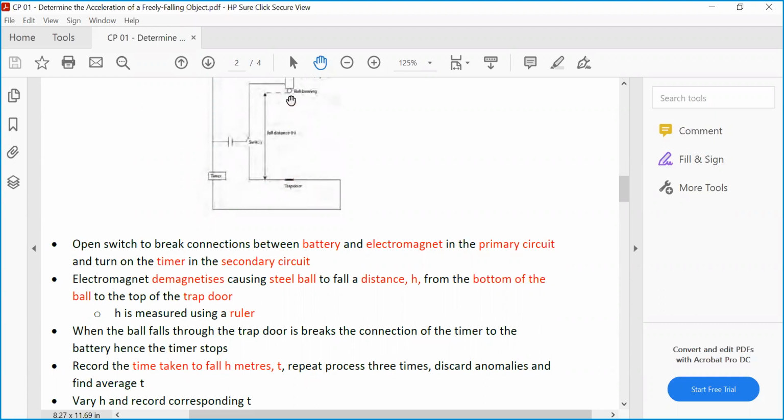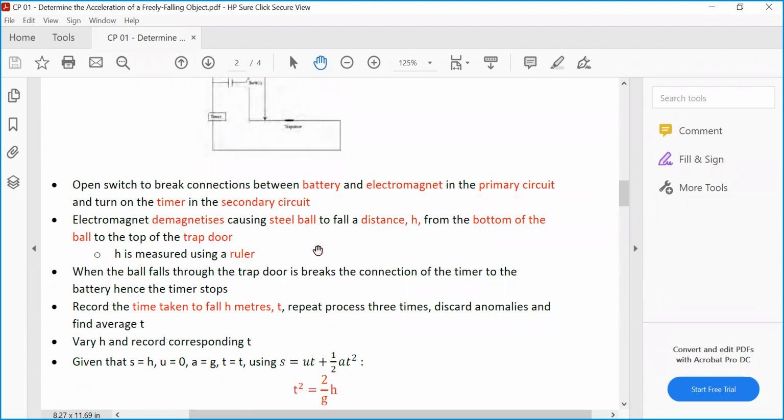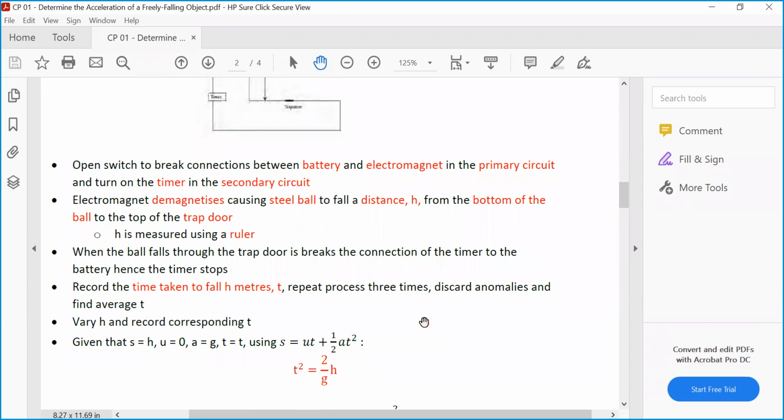From this method, we can measure the time it takes from here to here, because we switch on at once. When we change the switch, the ball starts to fall at once, the timer starts, and when the ball comes to here, the timer automatically stops. So the time is measured accurately. Record the time taken to fall h meters, t.